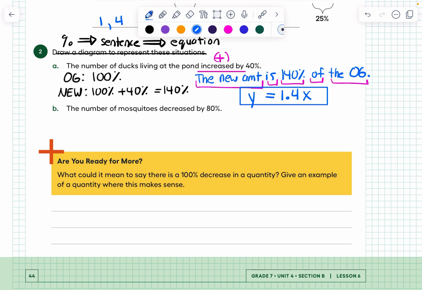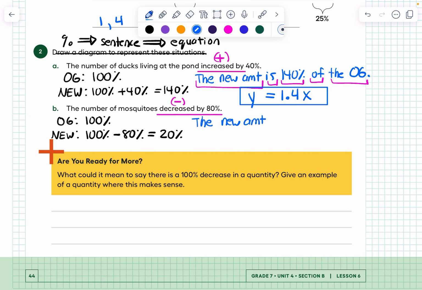B, the number of mosquitoes decreased by 80%. So if it's a decrease, that means we're going to be subtracting. So the OG would be represented by 100%. And the new would have to be 100% minus 80%, which would equal 20%. So my sentence would be, the new amount is 20% of the OG.